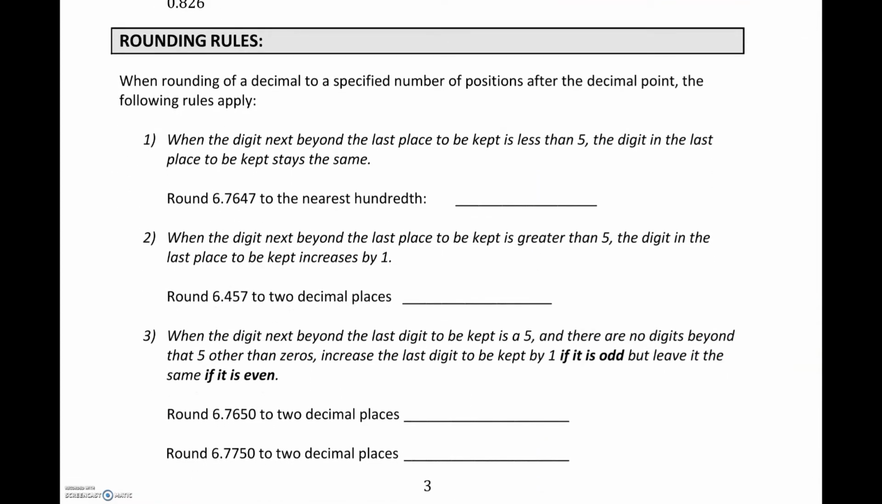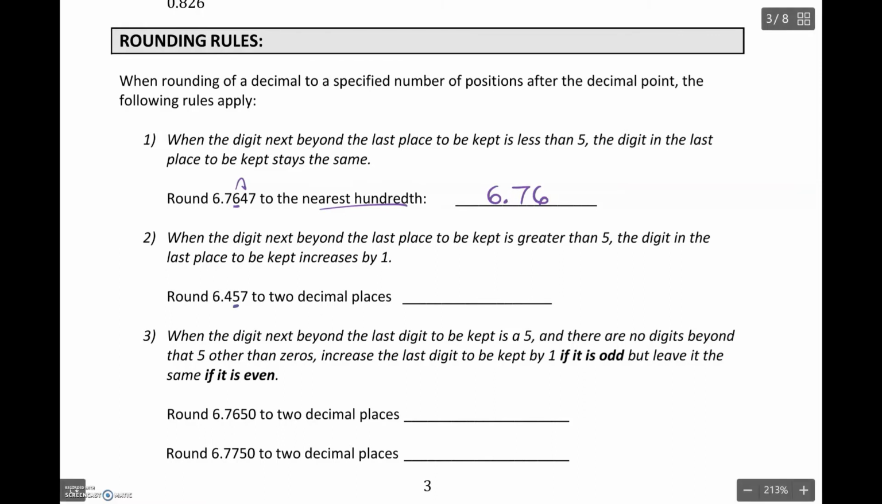So there are 3 rules we'll have to consider when rounding. The first 2 are very straightforward. The third one, well, you'll get used to it. The first one here, we're rounding 6.7647 to the nearest hundredth. So identify the hundredths place, which is a 6. What you do, you look to the right. If the number is less than 5, we drop all the digits following the 6, the hundredths place, and that's it. So this is rounded to 6.76.